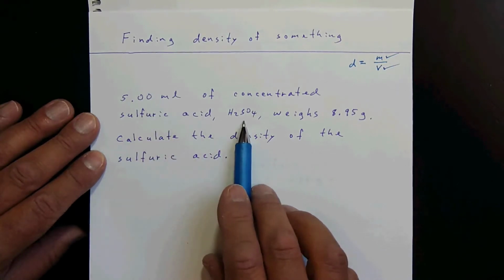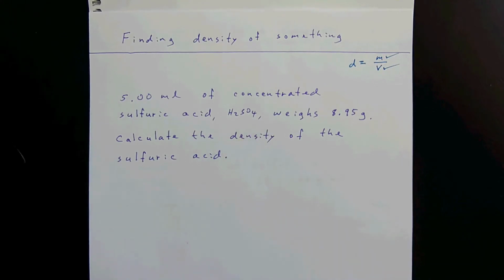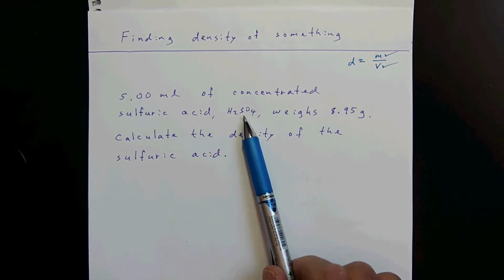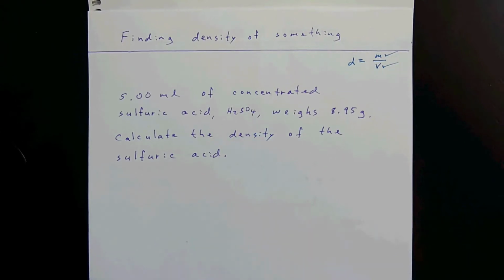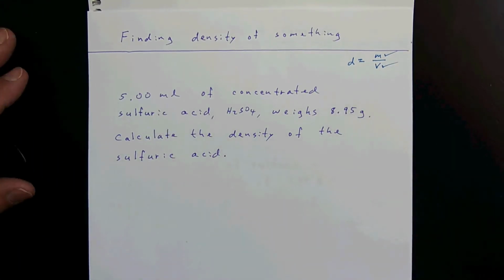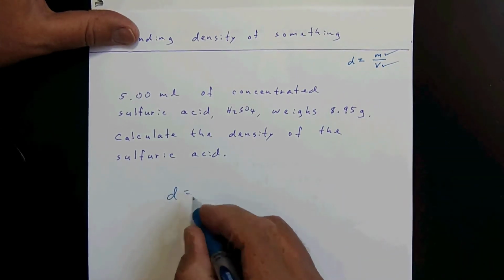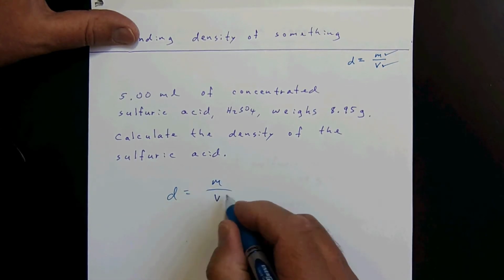Say you have a 5 milliliter sample of concentrated sulfuric acid. That's H2SO4. You might not know that's sulfuric acid yet, but that's the formula for it. That's what you know and love as battery acid. So your car battery is filled with this stuff. So you have a 5 milliliter sample of that. That 5 milliliters represents the volume. You weigh it, you find it weighs 8.95 grams. What's its density? Oh, the density is the mass over the volume.